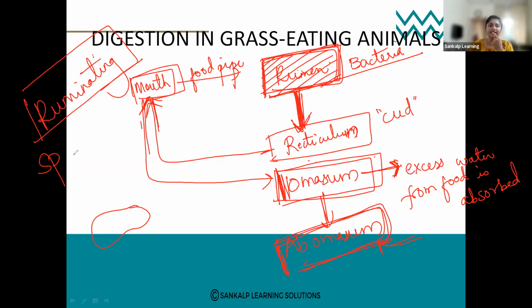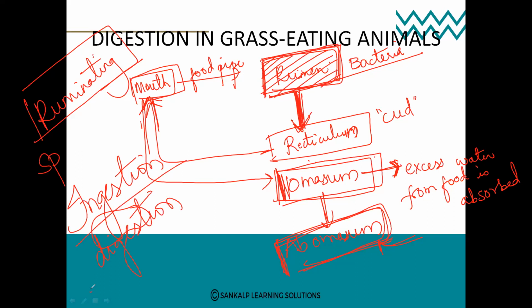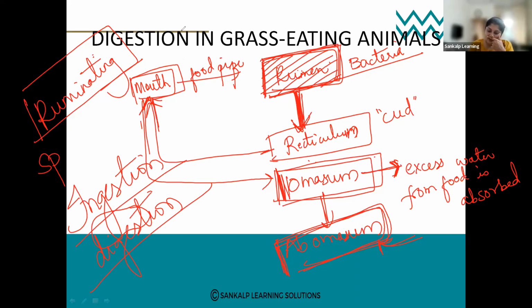So this is your second step, that is digestion. So we have seen ingestion and digestion. Understood till here? Any doubts? No. Okay. So next we are going to see what is absorption and assimilation. Now what is absorption?